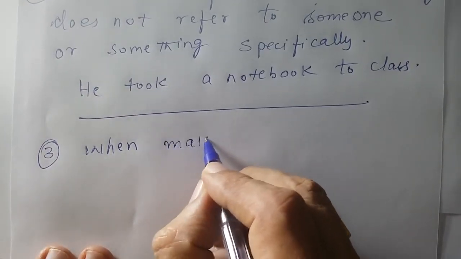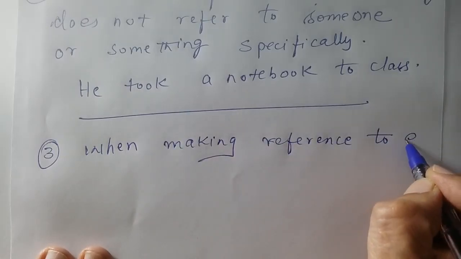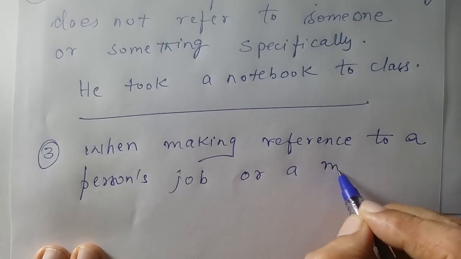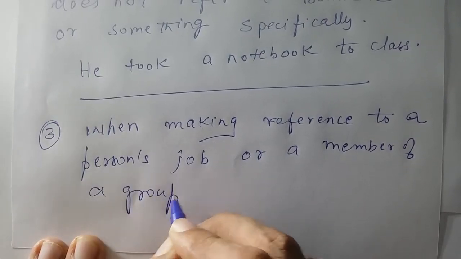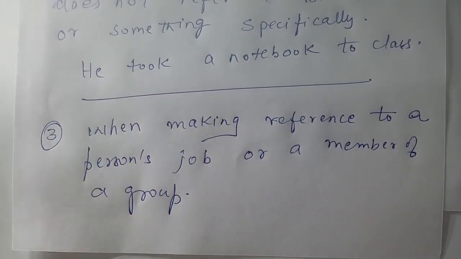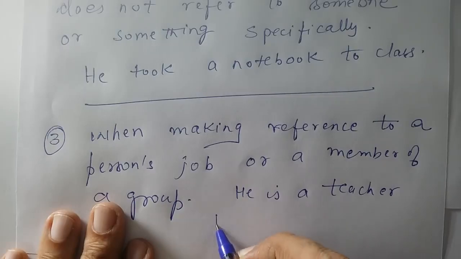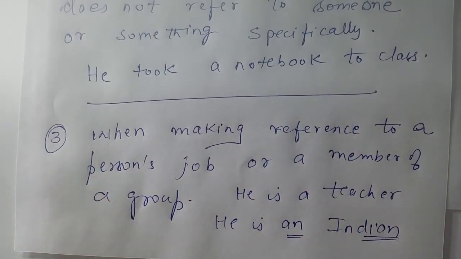Next is third. When making reference to a person's job or a member of a group. This one I have already told in my speaking also. Now examples, you have to give me, think about the example and just produce the example here. First, please, think. Very simple example we have. We have to refer the job here. He is a teacher. I told in my previous video that he is an Indian. So these are the things on which we have to work.